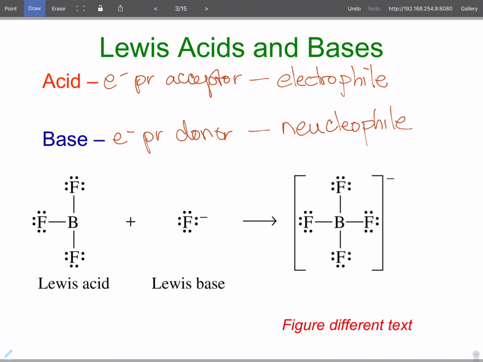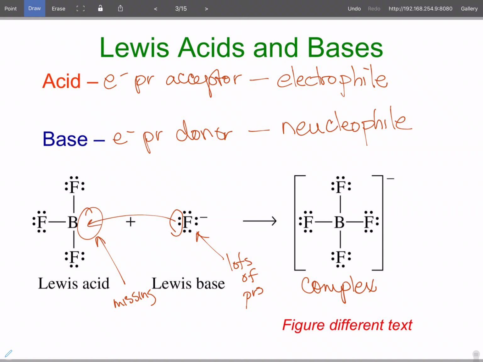So acids and bases, when they form a complex, this is a complex here. So this is your Lewis acid because it's missing a pair. This is your Lewis base because we have lots of pairs. And so we've seen this before when we did the Lewis acid bases. This is going to complex here to form this complex.